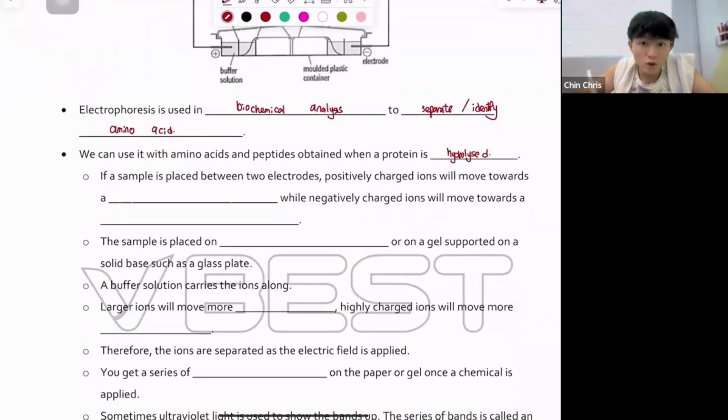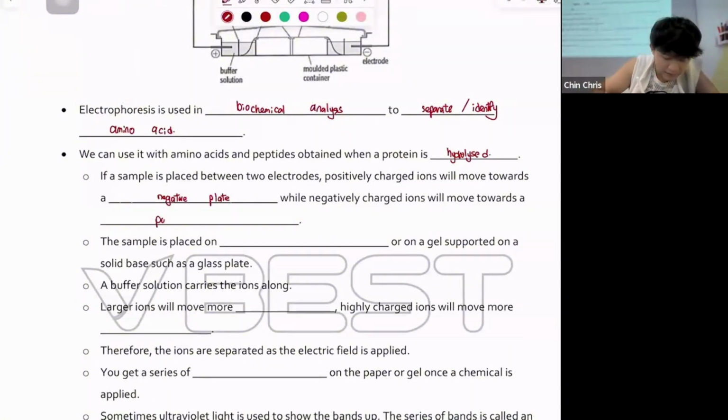Okay, so again, a positively charged ion will always move to the negative plate. And the negatively charged ion will move to the positive plate. That's it.